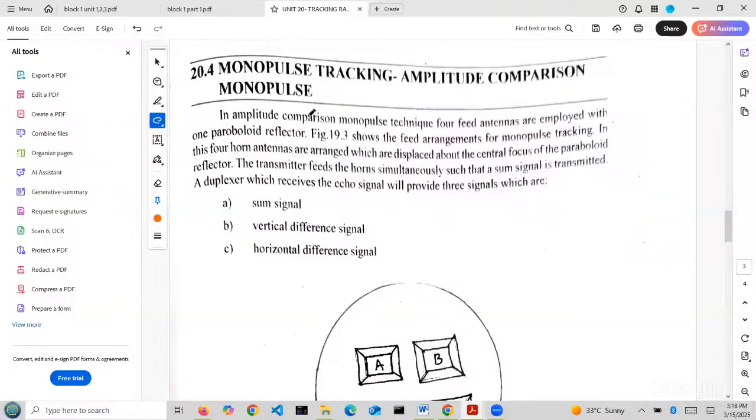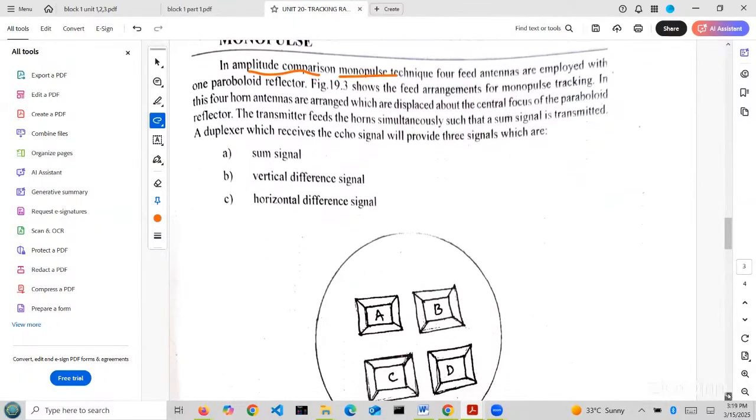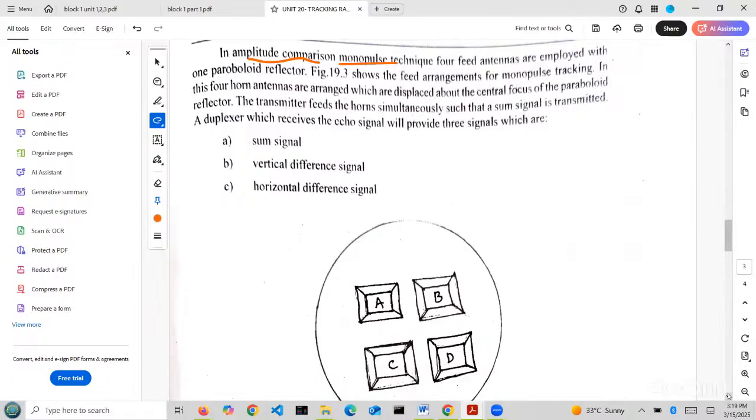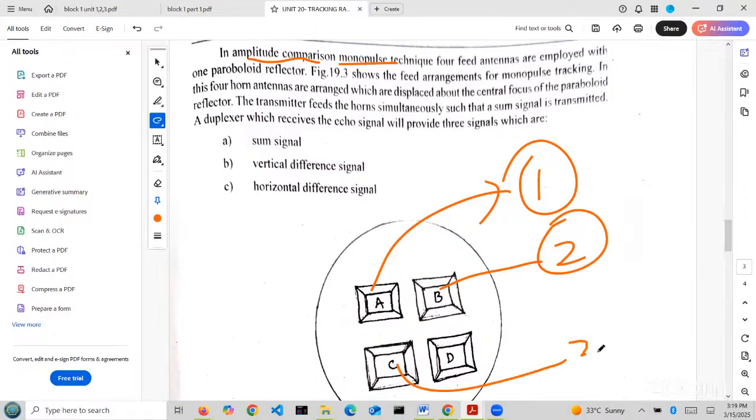Monopulse tracking system, here we are comparing amplitude. In amplitude comparison of the monopulse technique, in this monopulse tracking, I am using 4 antennas. Those 4 antennas are horn antennas. We have different types of antennas, like the VHF antenna. Here this is antenna 1, this is antenna 2, this one is antenna 3, and next this one is antenna 4.